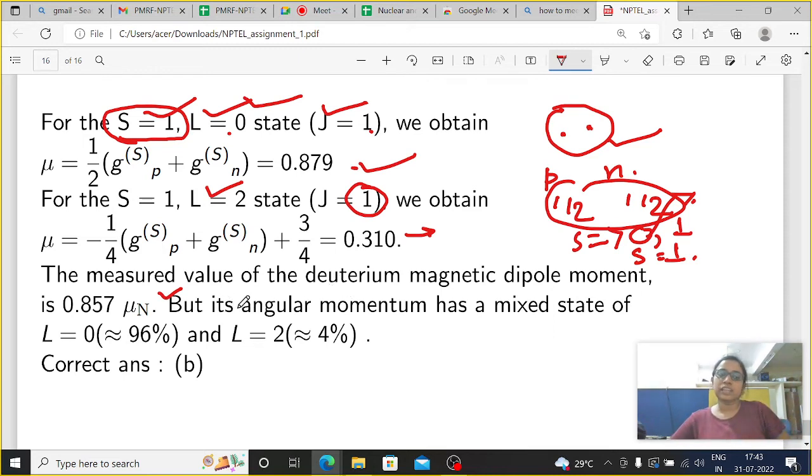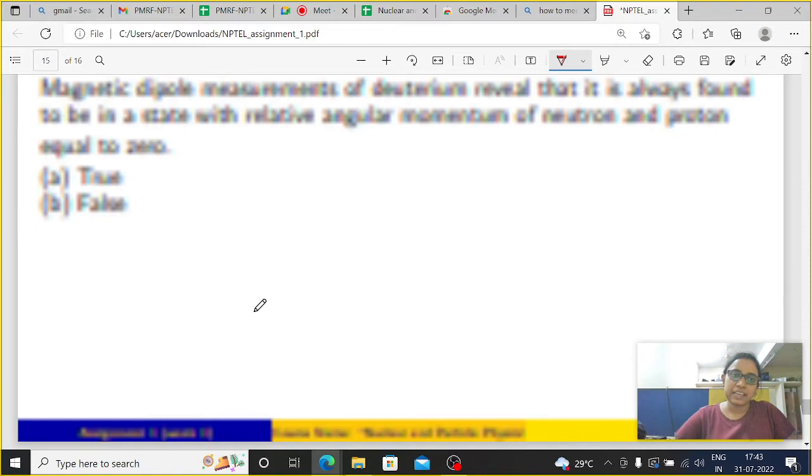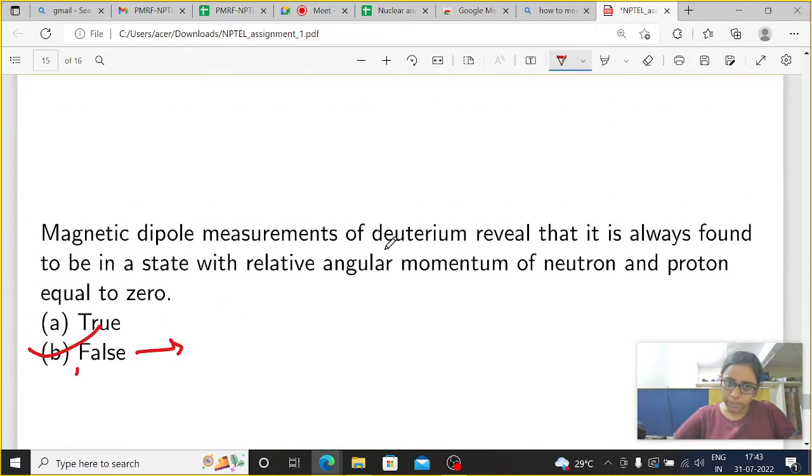So the main thing is that deuterium has a non-zero magnetic dipole moment, and its angular momentum is a mixed state of L equals 0 and L equals 2. So the correct answer will be B. That means we can say that the magnetic dipole moment of deuterium is not equal to 0, so whatever is given in the statement of question number 7 is obviously false.